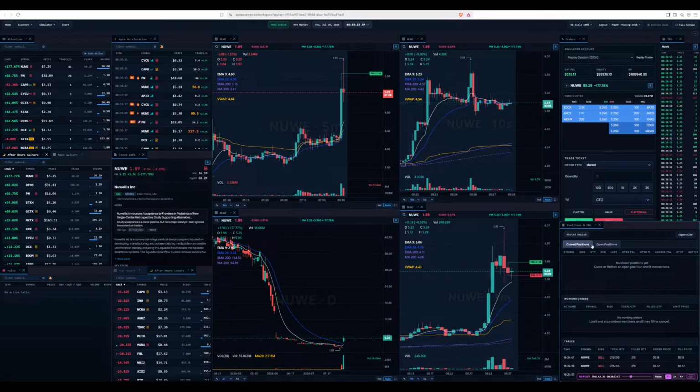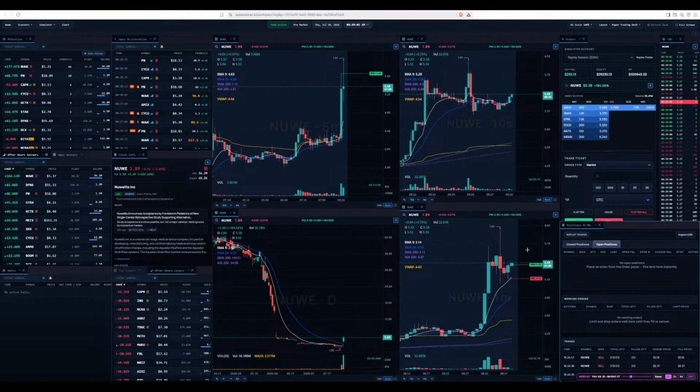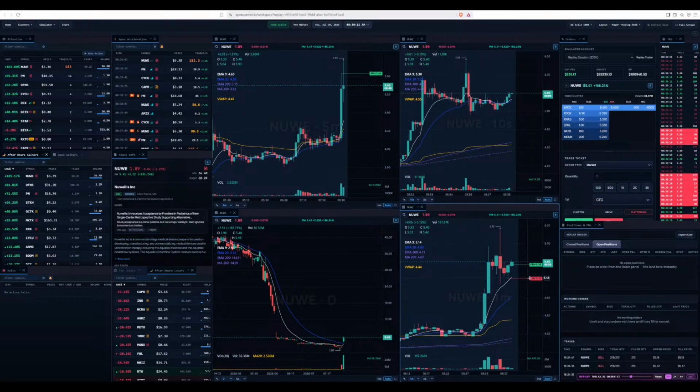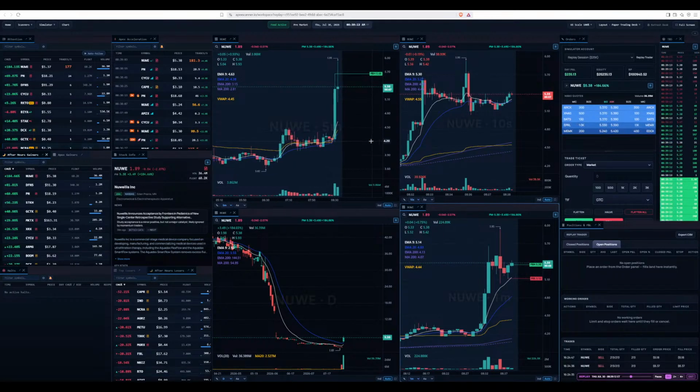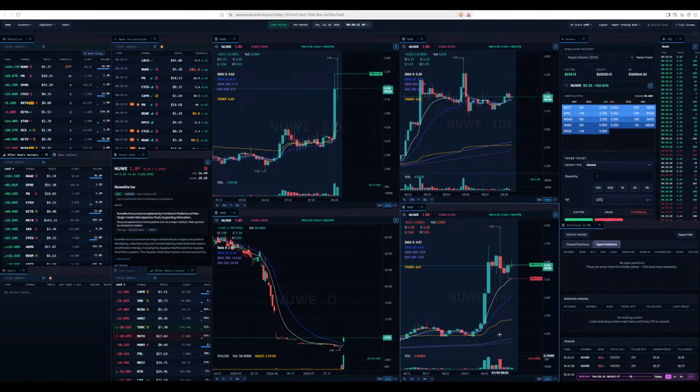Now, in terms of the positions, I like the fact that it is trying to curl, but I'd only be comfortable if there is a 1 minute candle with a volume greater than 2 million, which was the close of this.